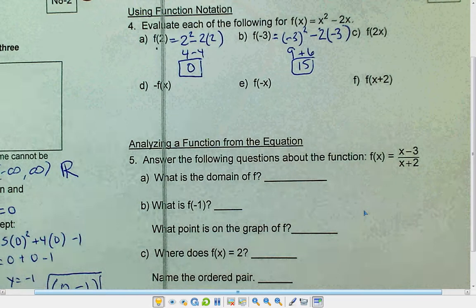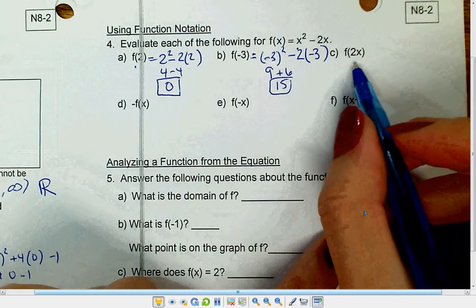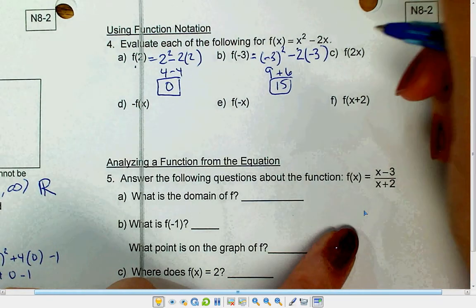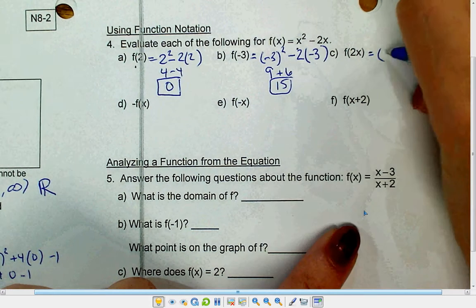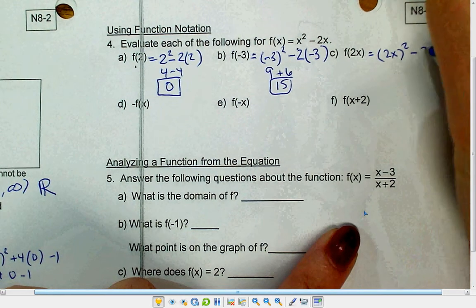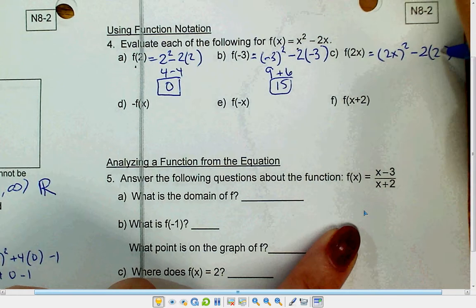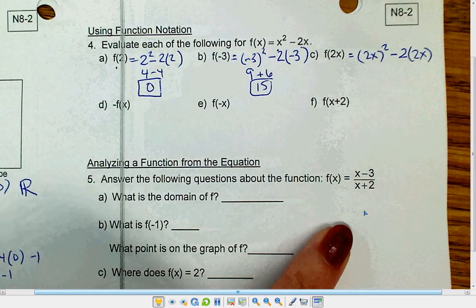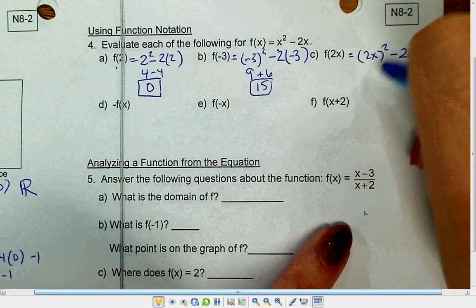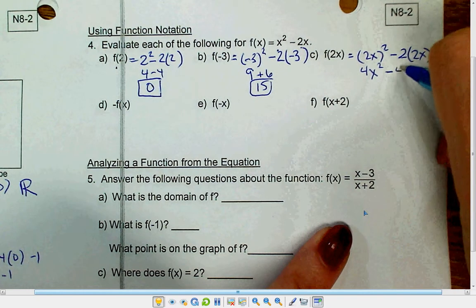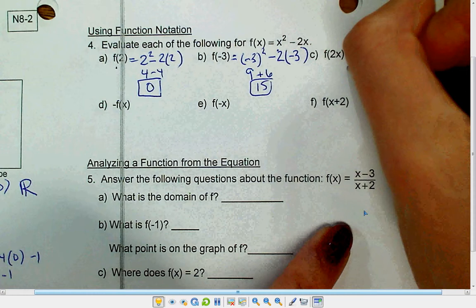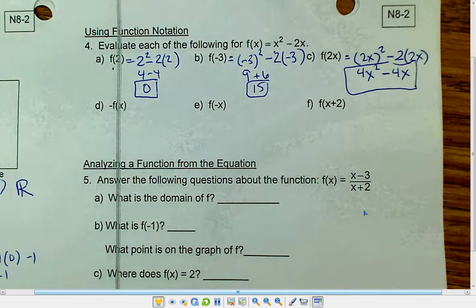So see, we're doing the same thing, but now we're plugging in 2x for x. So I'm replacing this x right here with 2x, so now this is 2x squared, minus 2, again I'm replacing this x with 2x right here, and now I'm going to multiply it out. So 2 squared gives you 4, x squared, minus 2 times 2 is 4x. Can't simplify that anymore, so that's my answer.